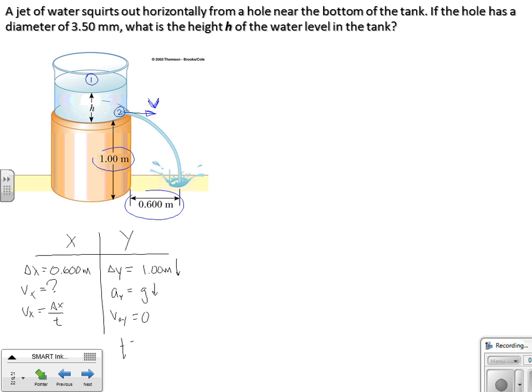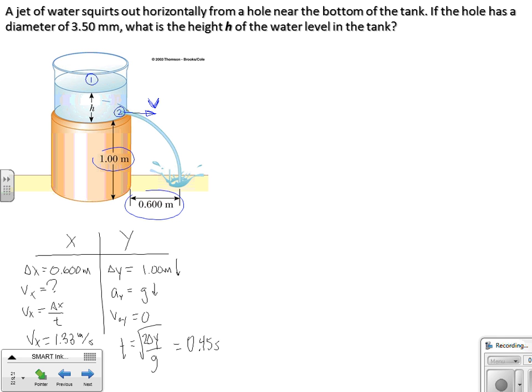You should prove to yourself that the following is true. That's absolutely a mechanics exam type question. 2 divided by 9.8. So this water spends 0.45 seconds in the air, which means, let's see, 0.6 divided by that, which means that Vx is 1.33 meters per second.